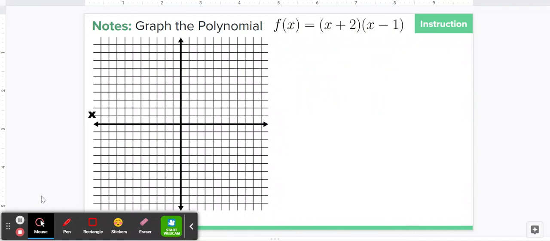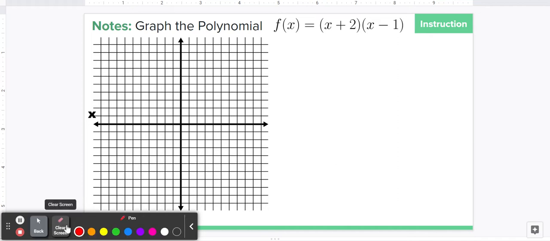Today we are going to graph polynomial functions. So we can see here that we're given a function f of x equals x plus 2 times x minus 1. And we have this graph over here that we want to plot on. Reminder that our x-axis is our horizontal axis and our y-axis is our vertical axis. So we're going to start off by using our knowledge of zeros to plot the first couple of points.